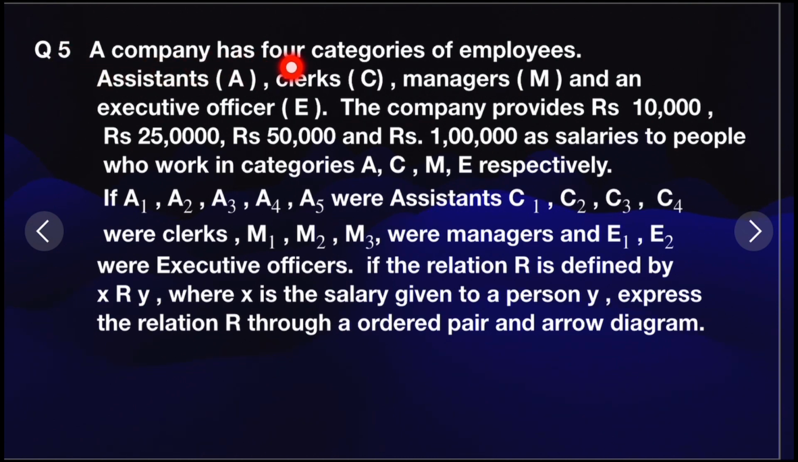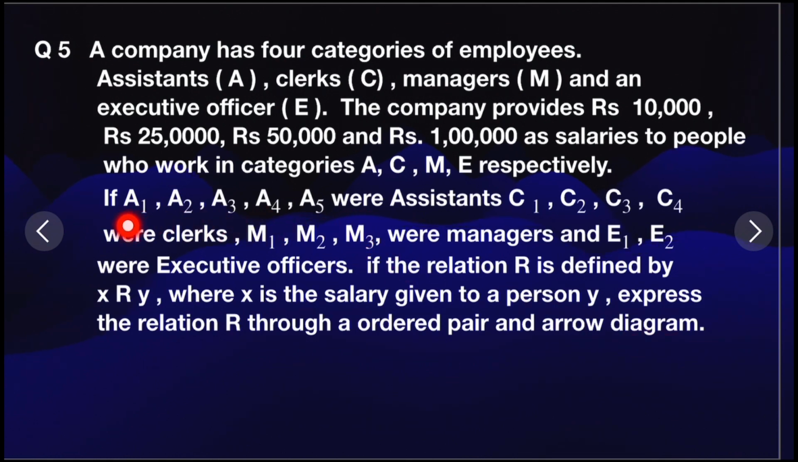Okay, question 5. A company has 4 categories of employees: assistants A, clerks C, managers M, and an executive officer E. The company provides 10,000, 25,000, 50,000 and 1 lakh as salaries to people who work in categories A, C, M, E respectively. If A1, A2, A3, A4, A5 are assistants, C1, C2, C3, C4 were clerks, M1, M2, M3 were managers, E1, E2 were executive officers, if the relation is defined by X, R, Y, where X is the salary given to a person, Y. Express the relation R through ordered pair and arrow diagram.